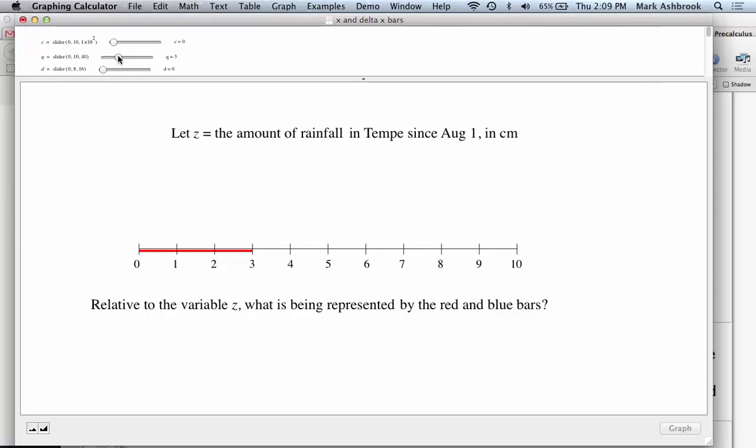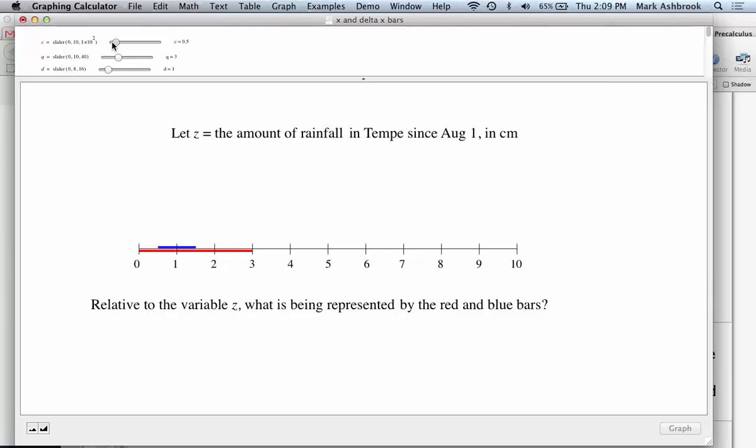So now, what does that represent? What does that represent right now, what I'm showing you? That the value of Z is 3. And so therefore there's been 3 centimeters of rain in Tempe since August 1st. Okay, very good. So now what about this?